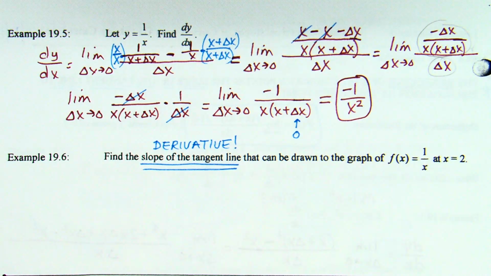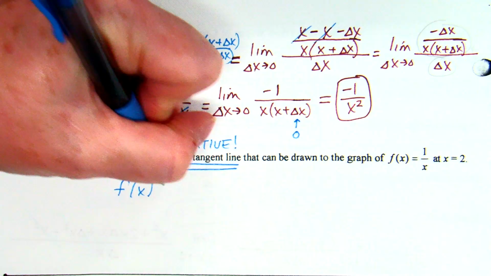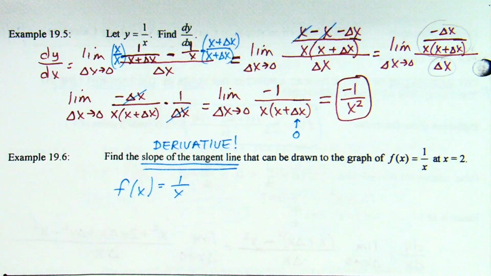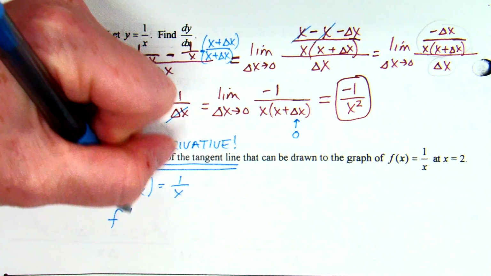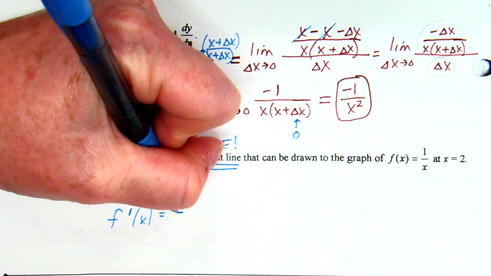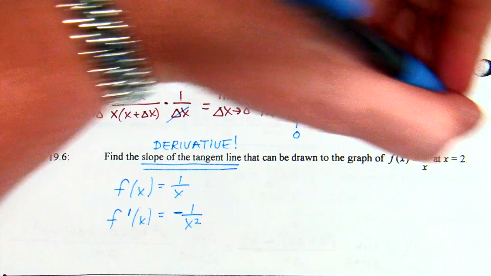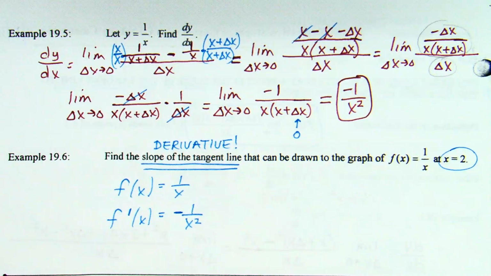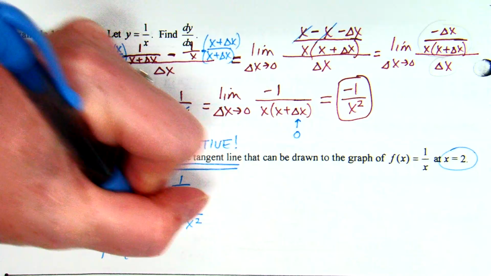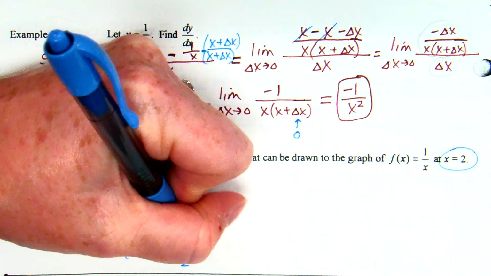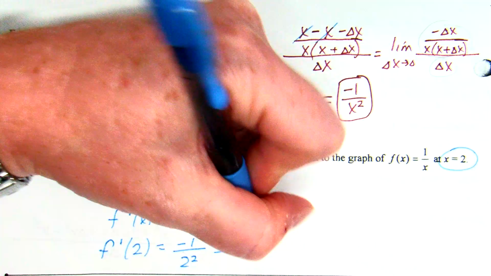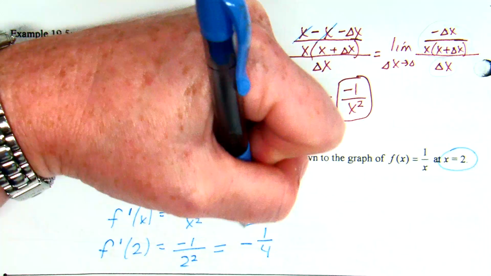So, my given function is 1 over x. Based on the fact that that was example 5, we know the derivative of 1 over x is negative 1 over x squared. We're trying to find the derivative at x equals 2. So you're plugging in 2. Negative 1 over 2 squared becomes negative 1/4.